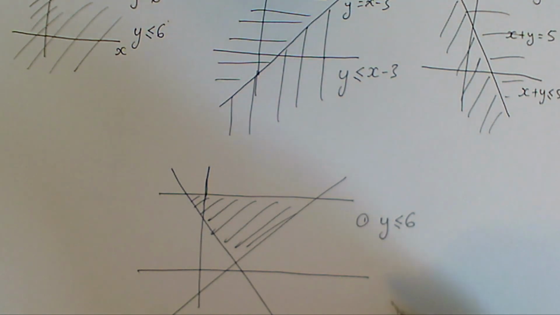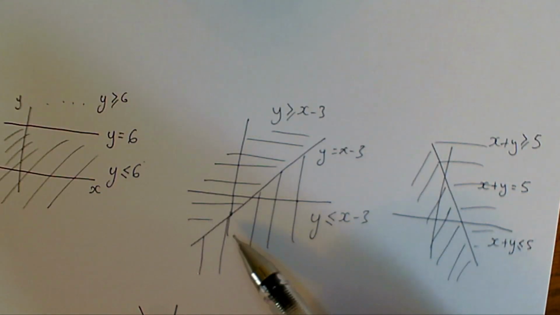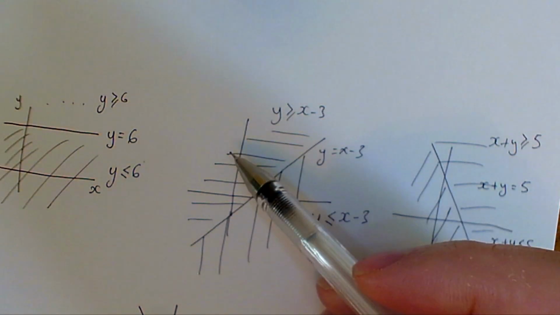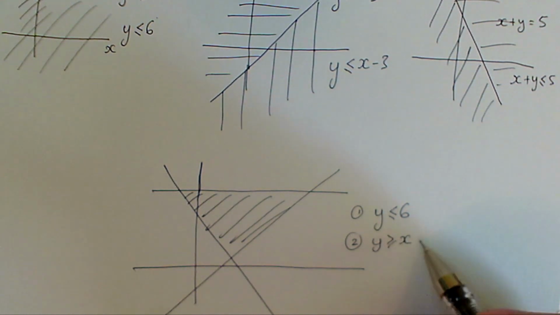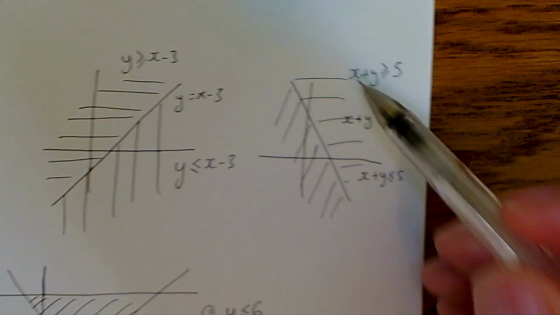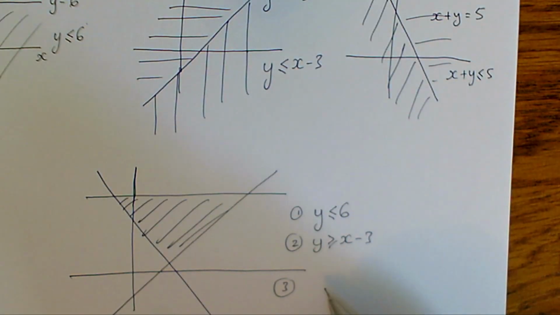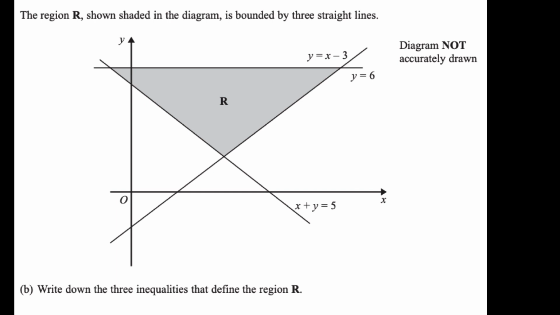My second one is the y equals x minus 3 line. And look, we're above that line. So it's going to be y is greater or equal to x minus 3. Okay, and the last one, we appear to be above the line again, isn't it? If we compare that shaded area, it's definitely above that line, which is the area x plus y is greater or equal to 5. So there's my 3 areas, and I'm feeling pretty good that I've defined the region R. So there we have it.